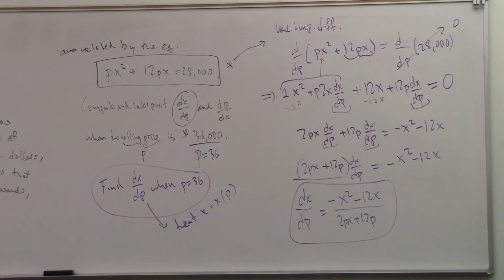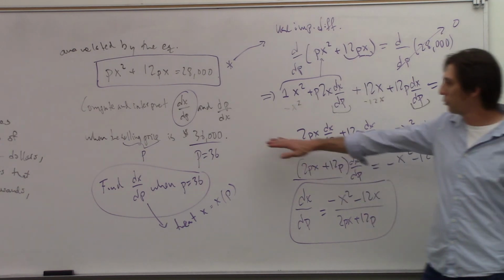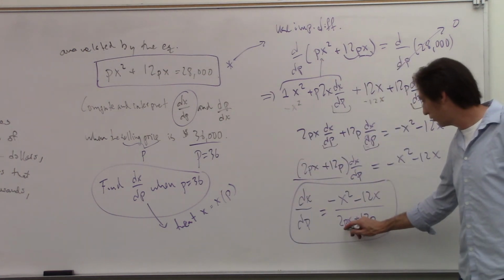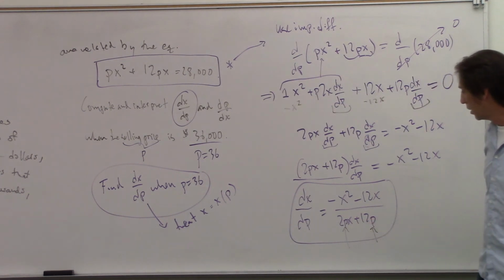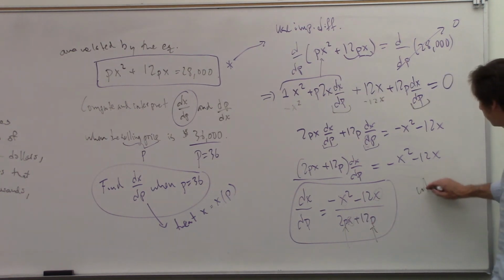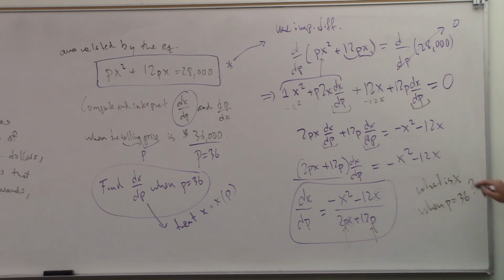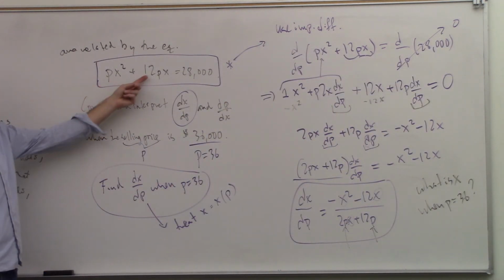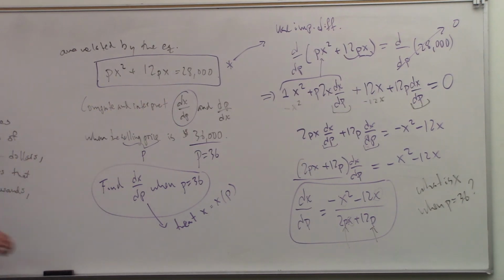So, we were supposed to find dx/dp when the selling price is 36,000. In other words, when p is 36. So in my answer here, I can substitute in p is 36, but I also have to substitute in x. And so the question that remains is, what is x when p is equal to 36? To figure that out, you have to go back to the original formula, because the original formula relates p and x. So this is just some algebra.